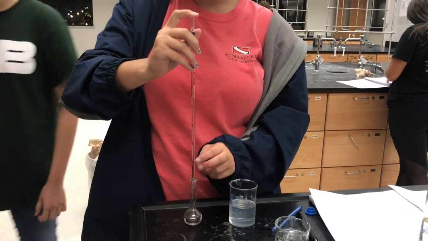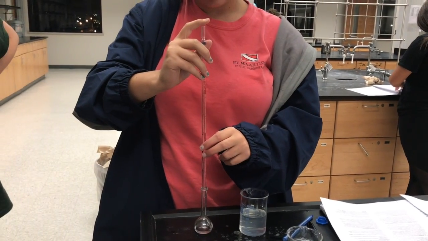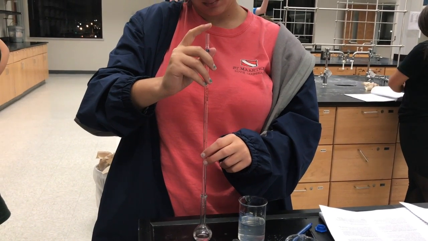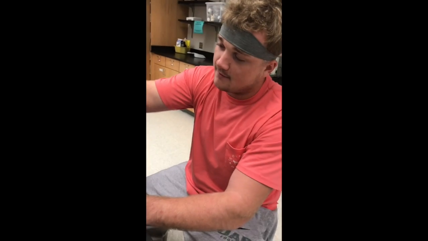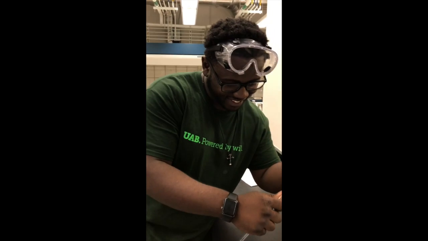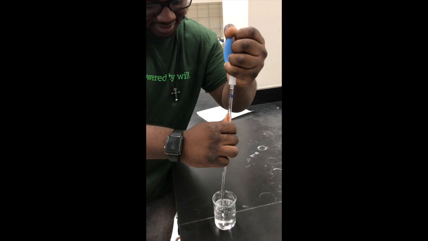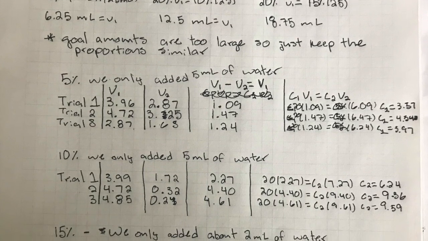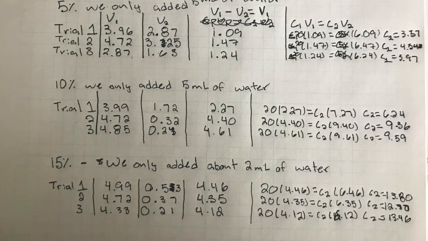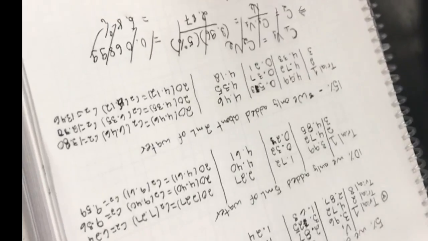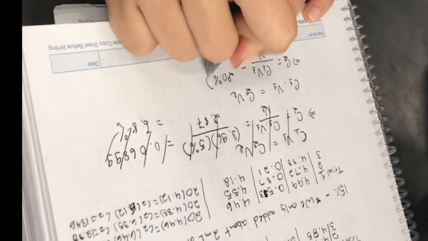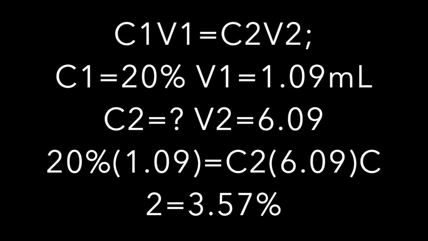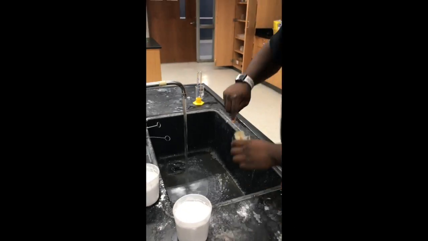We then diluted the stock solution in the volumetric flask using water. We then repeated the trials multiple times to gather our data. Then we did the calculations with our gathered data. In this video, we are using trial 1 of our experiment to show our calculations. Don't forget to clean up.